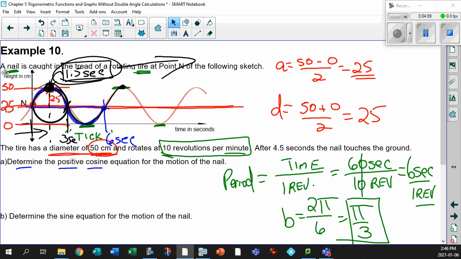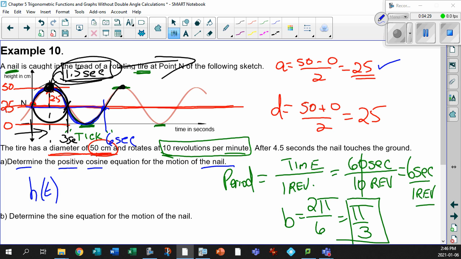I'm loving this right now. Okay, so here we go. Let's do our determine the positive cosine function for the motion of the nail. Okay, so how are we going to do this? Of course, we're going to do this as height as a function of time, right? Our A value, which I figured out, which is right here, this is going to work out to be, of course, our A value, which is 25, right?